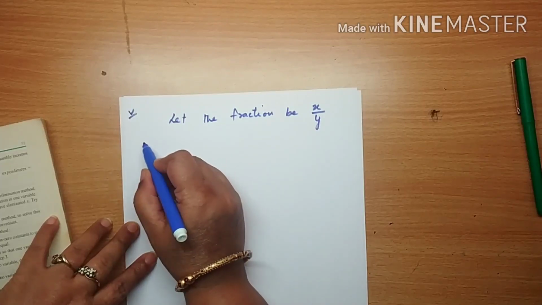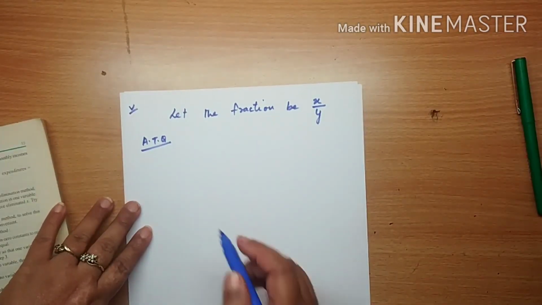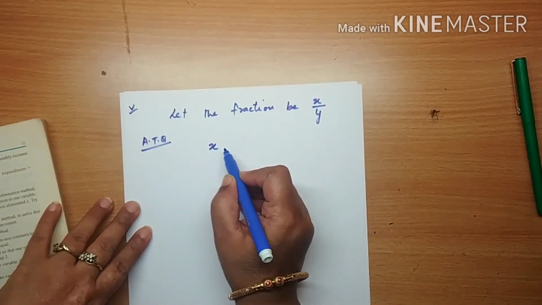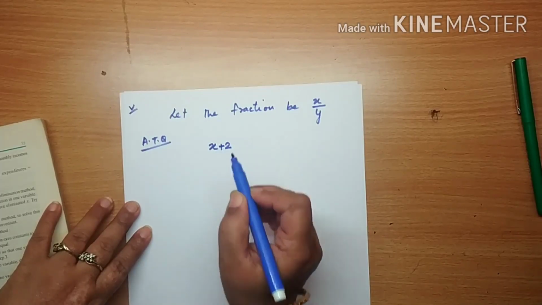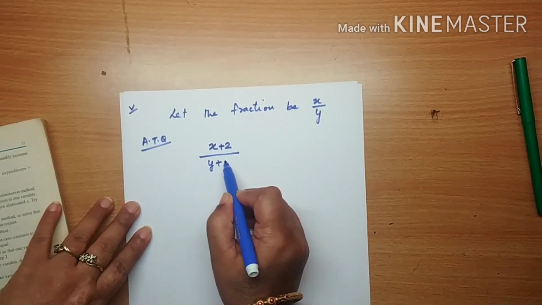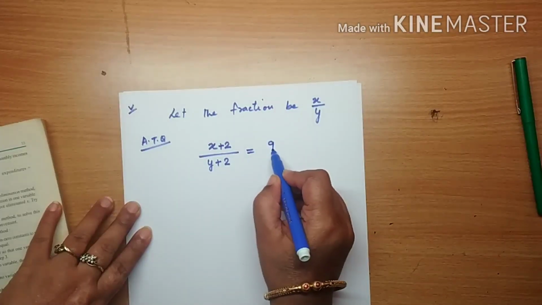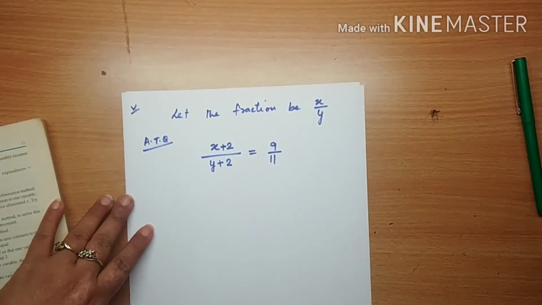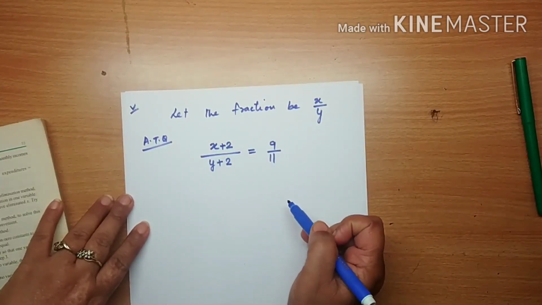Now he says, according to the question, in the first case, if we add 2 to the numerator as well as the denominator, numerator is x, I add 2, it becomes x plus 2. Now denominator is y, I add 2, it becomes y plus 2. Now this fraction becomes 9 by 11, he says. The fraction now is 9 by 11 after adding 2 to both numerator and denominator. So after adding, we equated the fraction to 9 by 11.